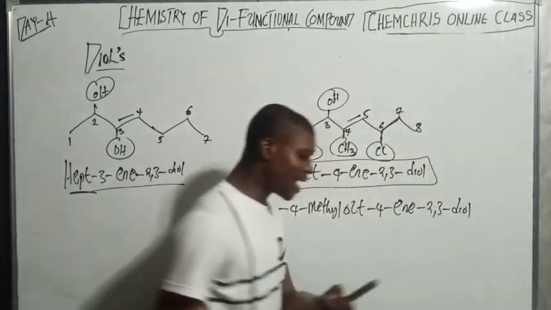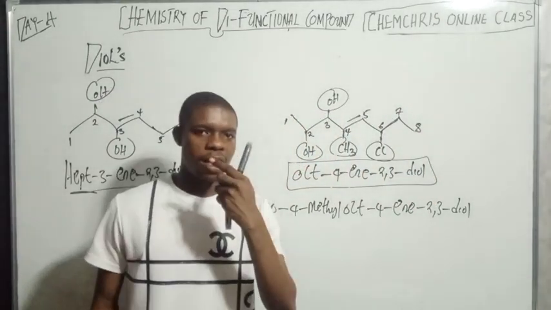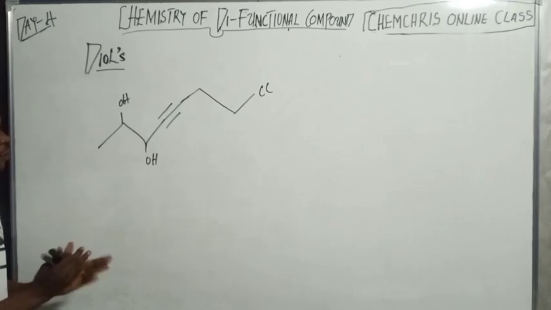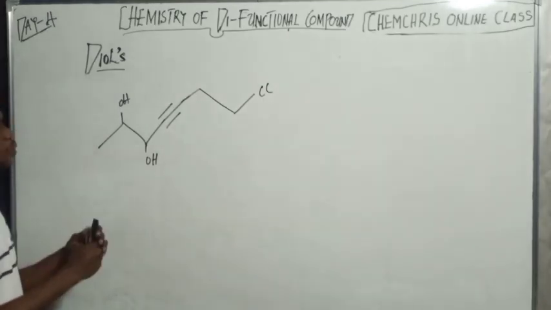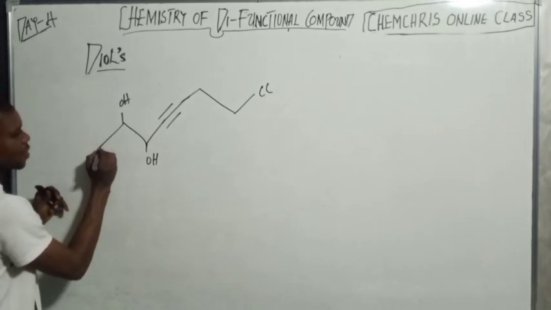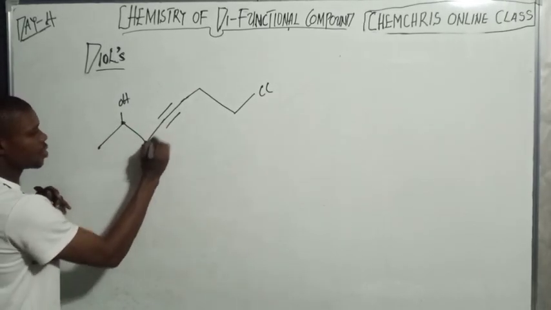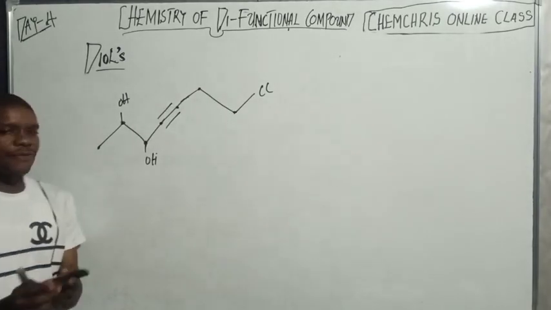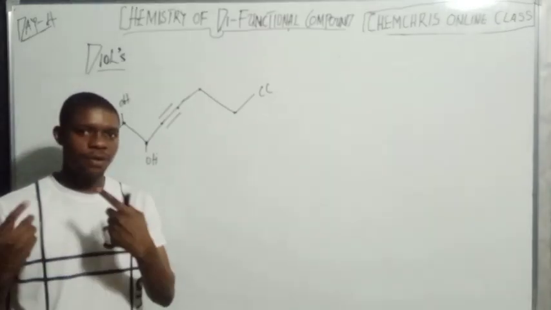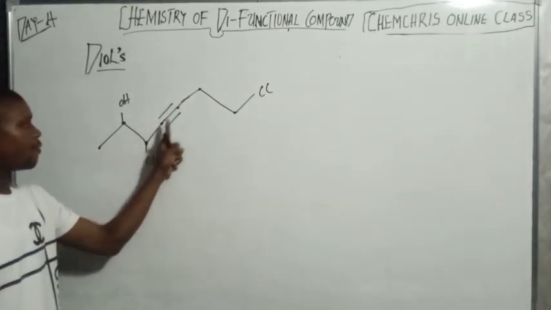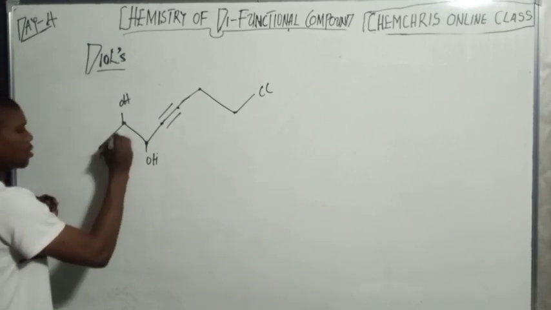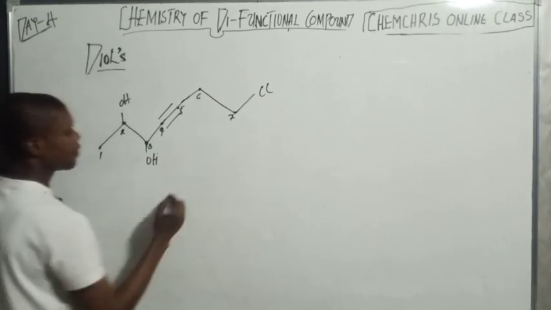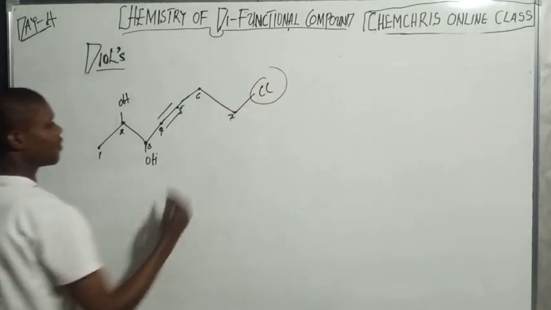So let's name the one that contains a triple bond. Let's name this compound here. So now, how do we name this compound? It's very easy. Remember, each point represents a carbon atom: 1, 2, 3, 4, 5, 6, 7. So here we have a 7 carbon chain. So let's number it: 1, 2, 3, 4, 5, 6, 7.